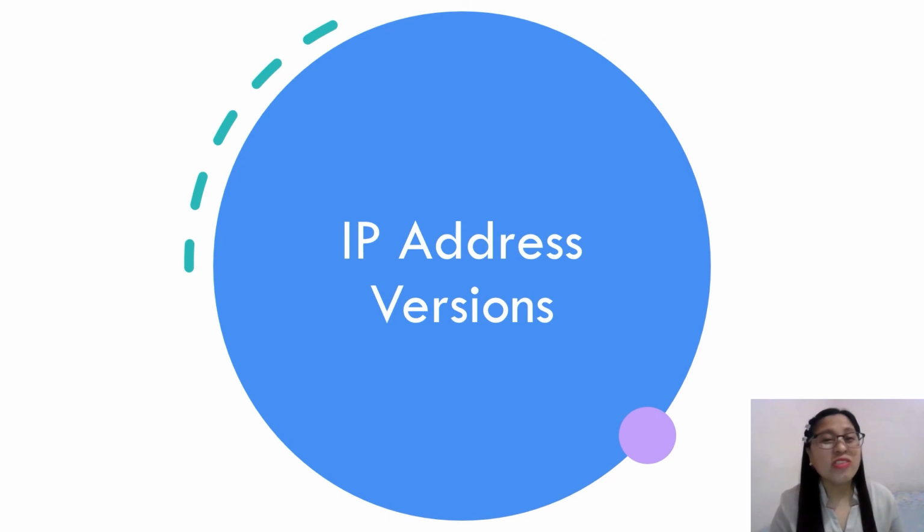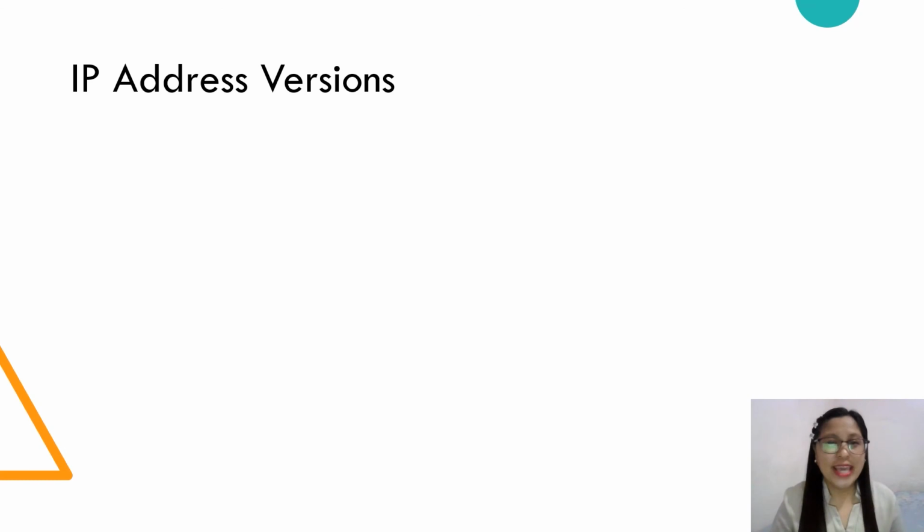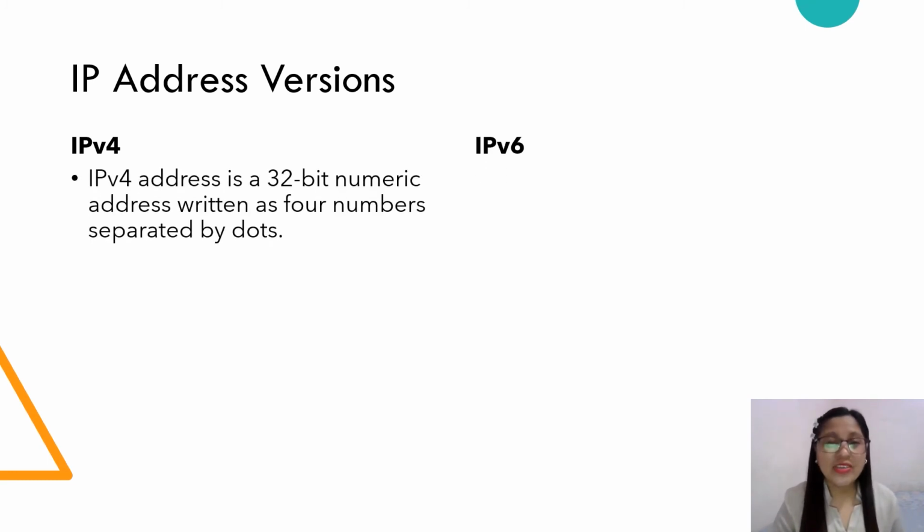There are two versions of an IP address. We have IP version 4 address, and IP version 6 address. IPv4 address is a 32-bit numeric address written as 4 numbers separated by dots. Example, 172.16.254.1.